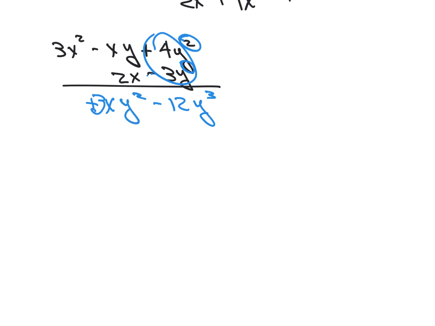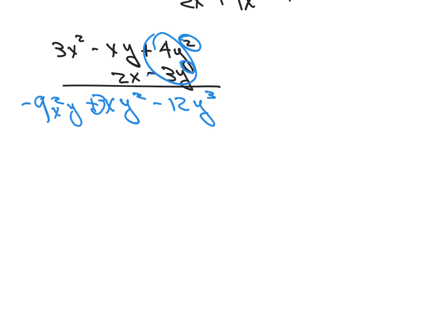Okay, now we're going to look at the third one. This times this. So 3 times negative 3 is negative 9. X squared times y. They're not the same, so we can't combine them. So we just write them stuck together like that.